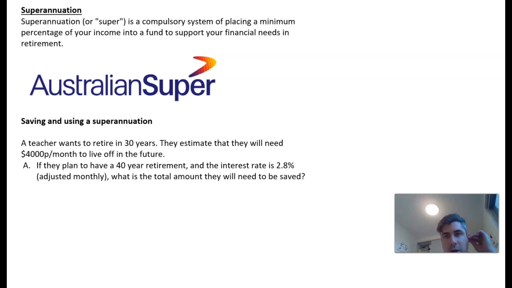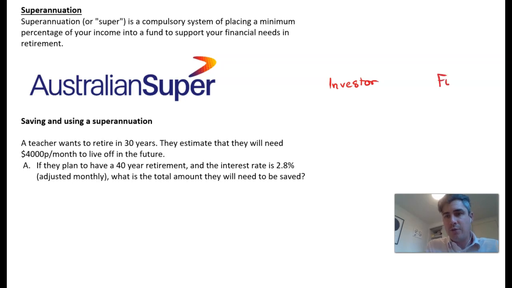Okay, in this video we're going to look at superannuation, which is the way that you save up for your retirement. So you've probably all heard of Australian Super. This is basically an investment where it's compulsory to pay out of your wages, and it builds up a massive fund for you when you retire. In all of these examples, you've got to think of yourself as an investor, and then your super fund. So there's your investor, and there's your super fund.